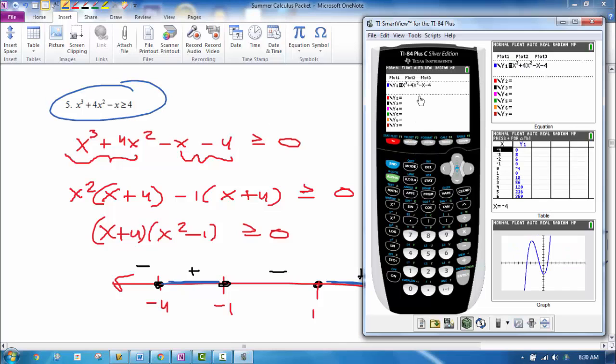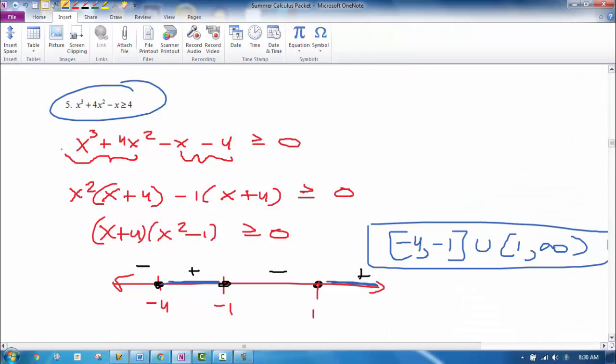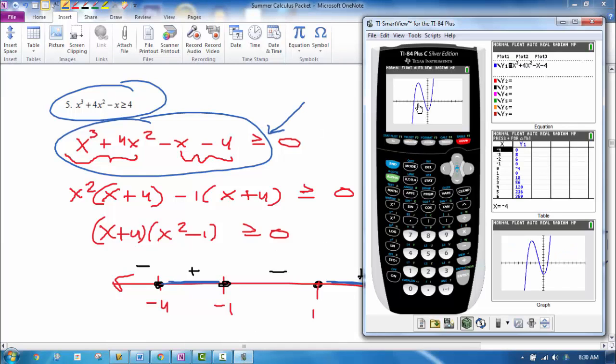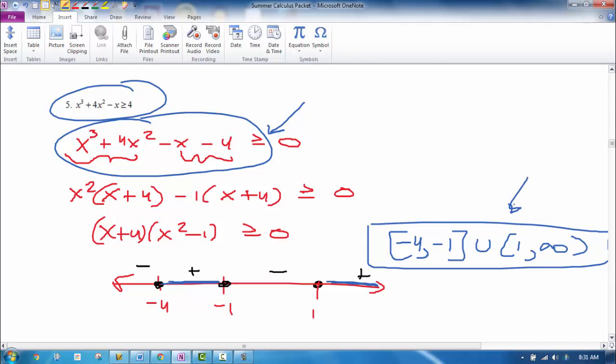Now I know we're not supposed to use the calculator, but let me check this in the calculator. If I plug this function in right here, I want to find out where it's positive, where it's greater than or equal to 0. If you look, we got our answer from -4 to -1. It is positive there. And from 1 to infinity, it's positive. So our answer checks out here.